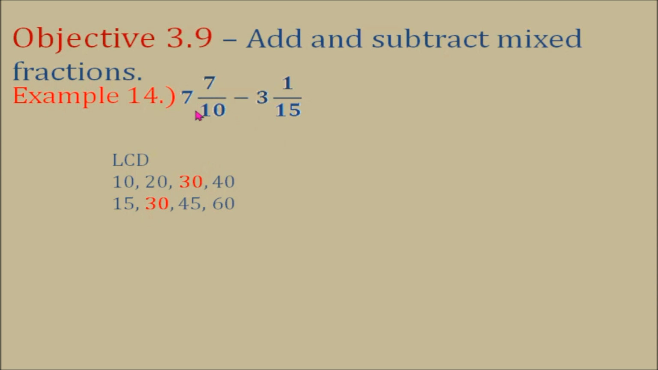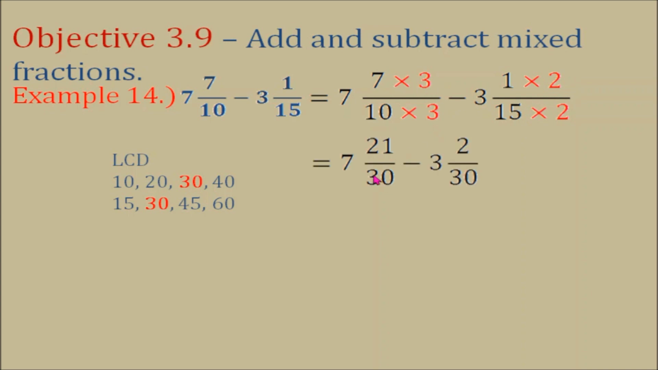So we are going to make this 10 into 30, and also this 15 into 30. How? We multiply 10 by 3, and we multiply 15 by 2. So here, since we multiply the denominator by 3, we also have to multiply the numerator by 3. So in this case also, since we multiply the denominator by 2, we are also going to multiply the numerator by 2. So 7 times 3 is 21, so 21 over 30. And then 1 times 2 is 2, so 2 over 30.